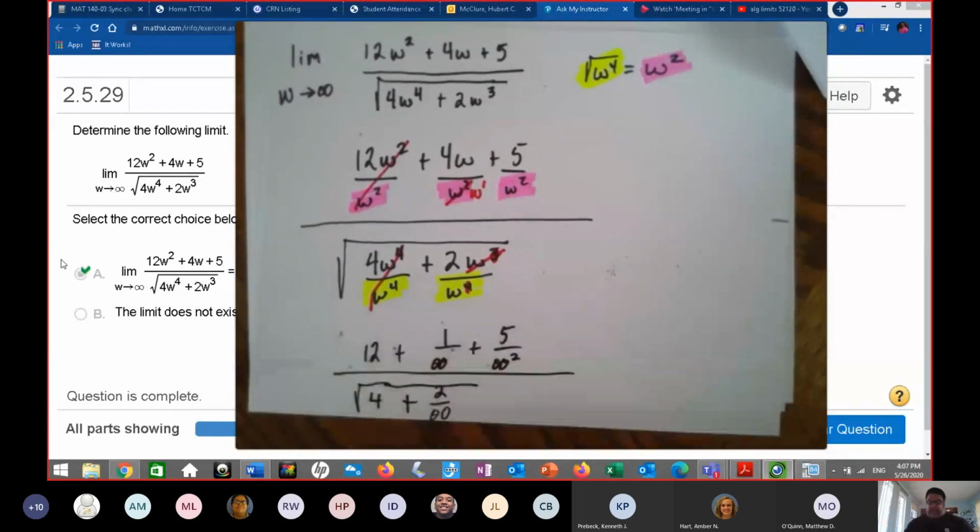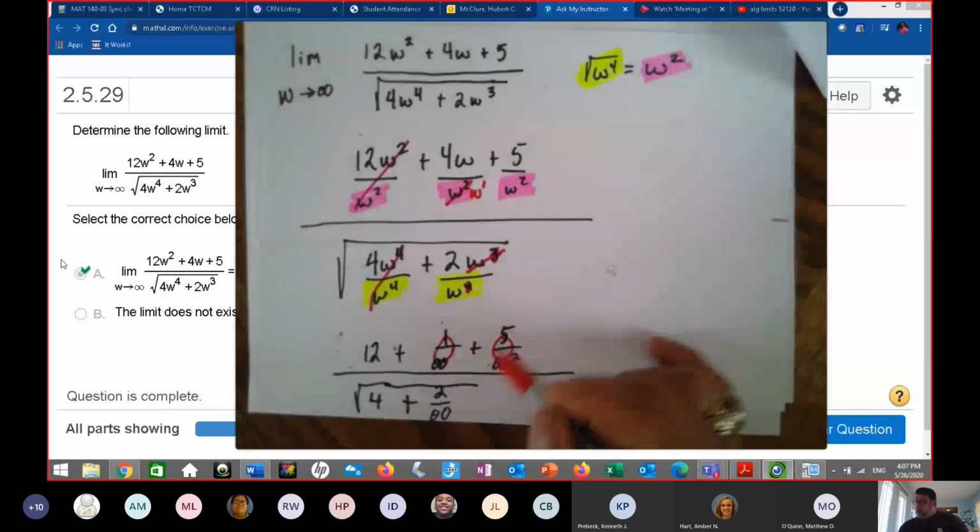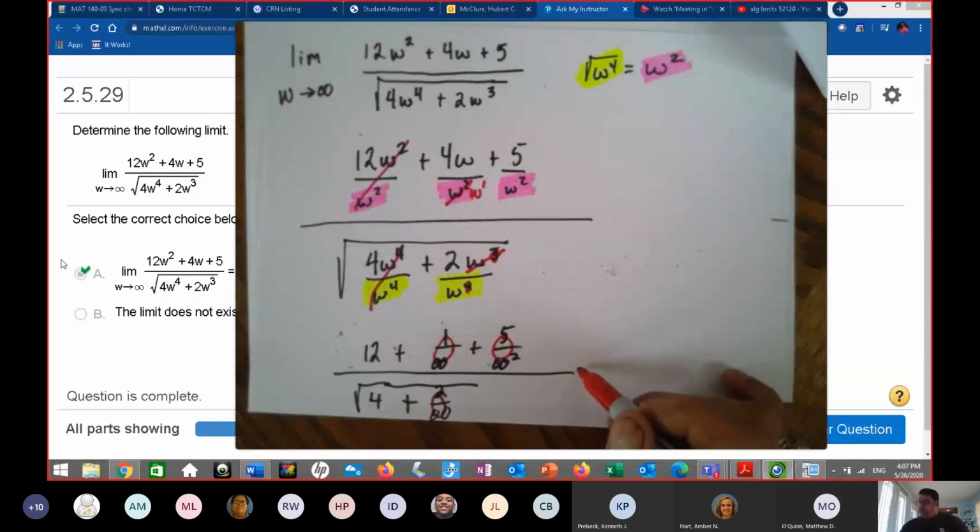And somebody tell me what happens to the 1 over infinity and 5 over infinity and 2 over infinity. Approaches 0. Goes to 0. There you go. And what's 12 over 2?